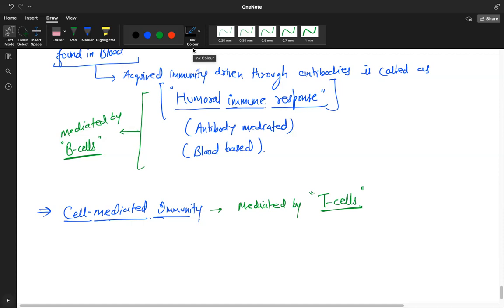So cell mediated immunity, next point: cell mediated immunity attacks any non-self tissue in the body or any non-self cell in the body.